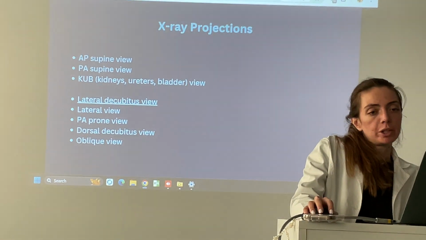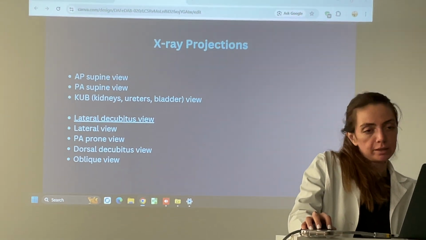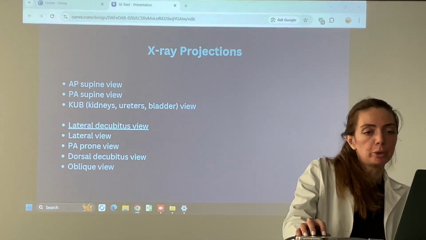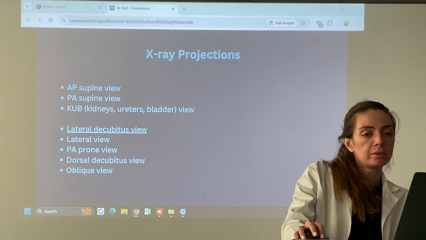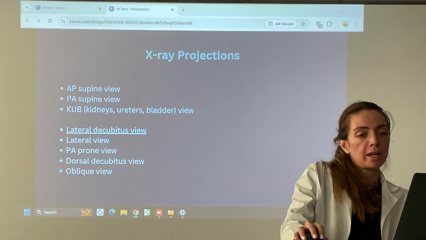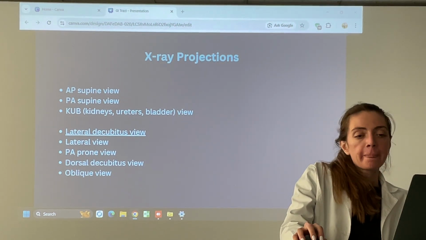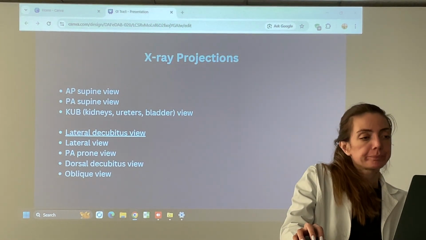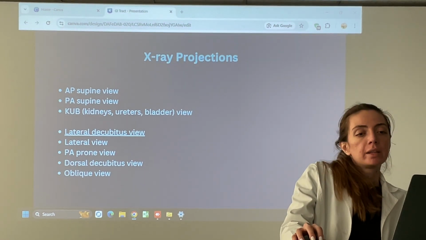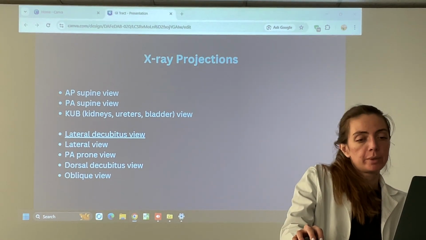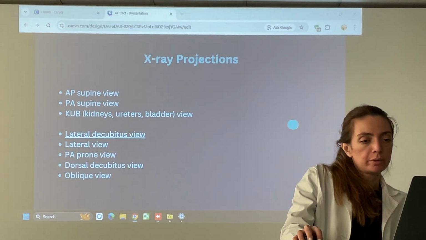So standard projections: the anterior, posterior, supine view can be performed as a standalone projection or as part of an acute abdominal series. Posterior, anterior, erect view is often taken with the supine view. When used together, it is a valuable projection in assessing gas fluid levels and free gas in the abdominal cavity. Then we have the KUB view, kidney, ureter, and bladder view, that is used to visualize calculi within the urinary system. And then again, we have lateral decubitus, lateral view, and so on.